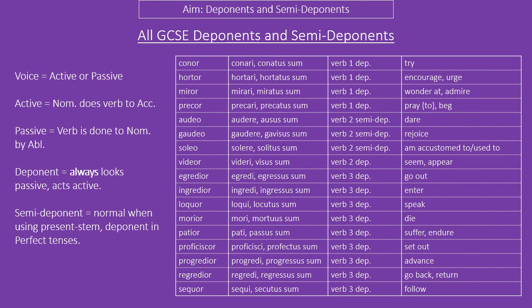So in total, deponents are basically irregular verbs. If they're not on this table at GCSE, they're not deponent, so they're just going to be normal. If a verb is deponent, it will look passive and translate active all the time. And semi-deponents, which is just the three there, audeo, gaudeo and soleo, are even slightly weirder in that they will look normal in most tenses, but if you're doing something with a perfect tense or a pluperfect tense, they will look passive and translate active.